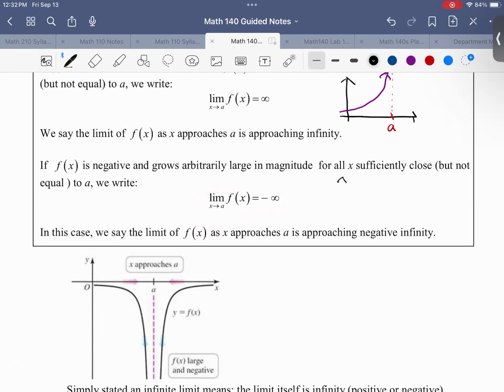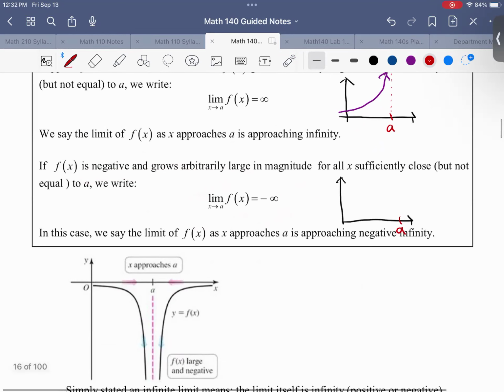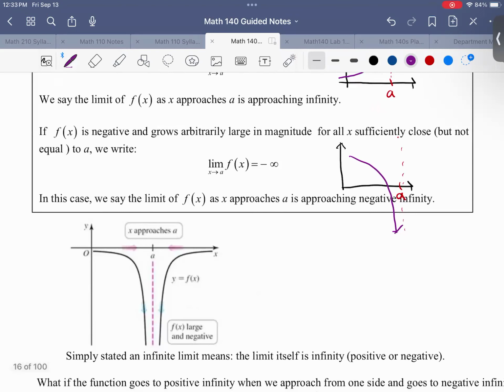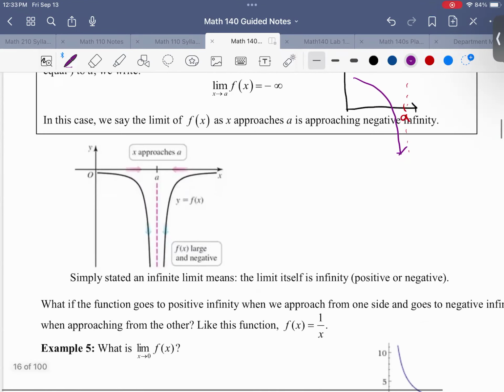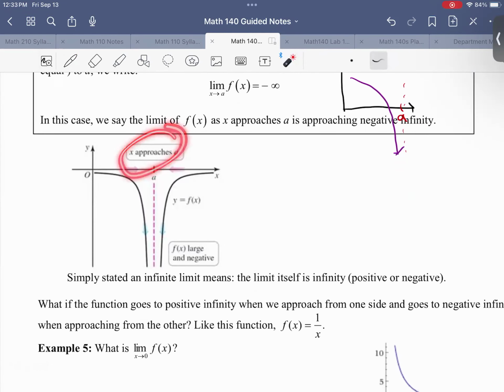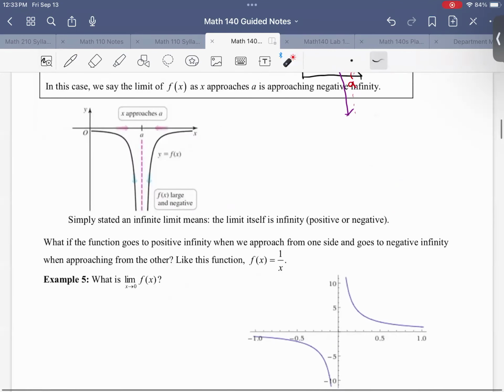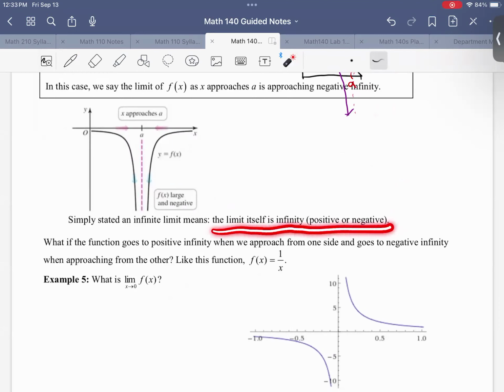So likewise, graphically, it looks something like this. Here you are at a, and you shoot off to negative infinity. You'll never be equal to a. So in this case, we would say it approaches negative infinity. Okay, so here's a good representation as well. As x approaches a, you're going to negative infinity, you're going to negative infinity. And so an infinite limit means the limit itself is infinity, positive or negative.